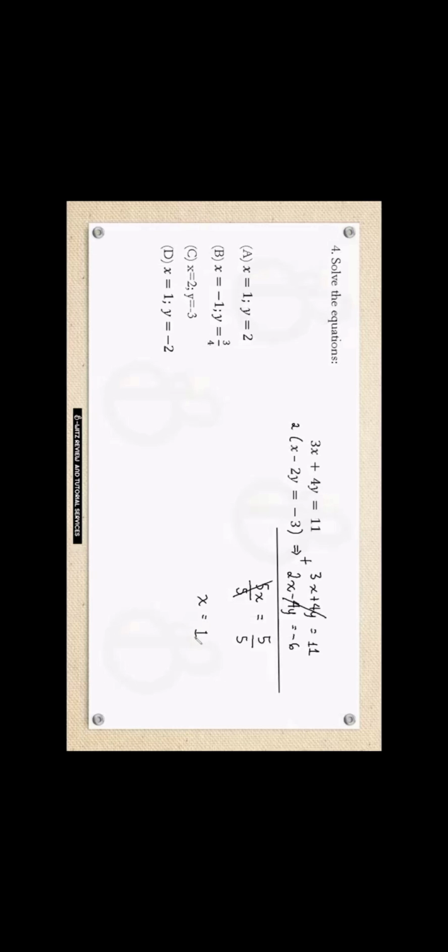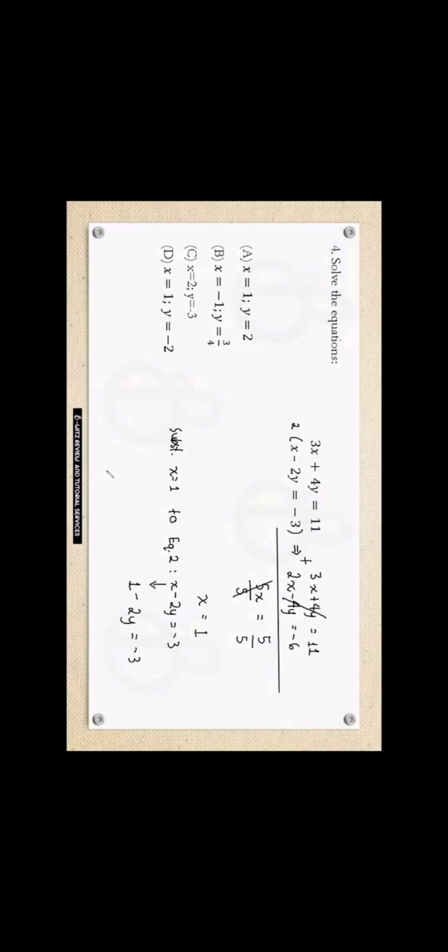Now to find the value of y, we can substitute into either 3x plus 4y is equal to 11 or x minus 2y is equal to negative 3. Now I'm going to use this equation. So substitute x is equal to 1 into our equation number 2, which is x minus 2y is equal to negative 3. Substituting x as 1 will give us 1 minus 2y is equal to negative 3.